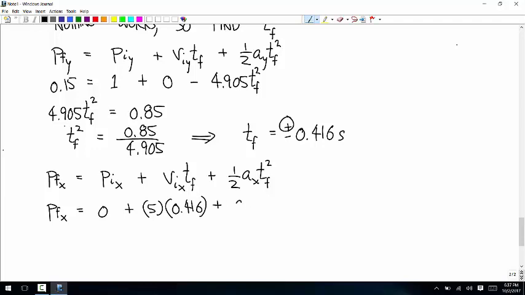AX is 0, so this whole term is 0. And so PFX is equal to 2.75. 2.08. I was way off. Meters.